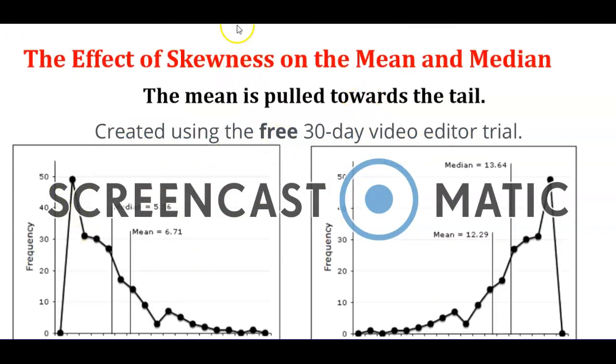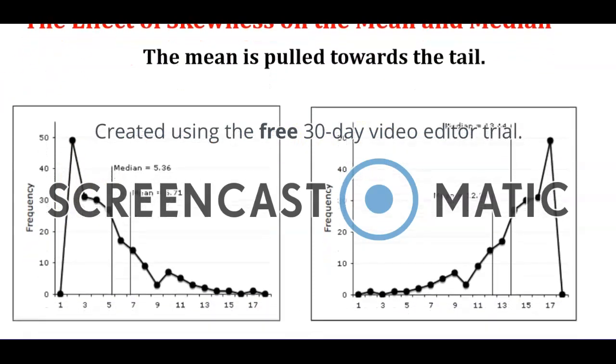Next, the effect of skewness on the mean and the median. Now, here's the thing that I need to really emphasize at this point. The mean gets pulled in the direction of the tail. Okay, it will always be pulled in the direction of the tail. So, for example, here, if I compare my mean to my median, wherever the tail is, it is going to pull my mean in that direction.